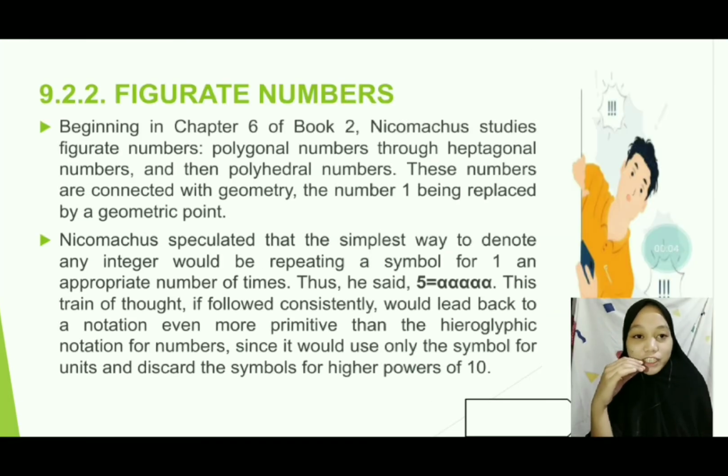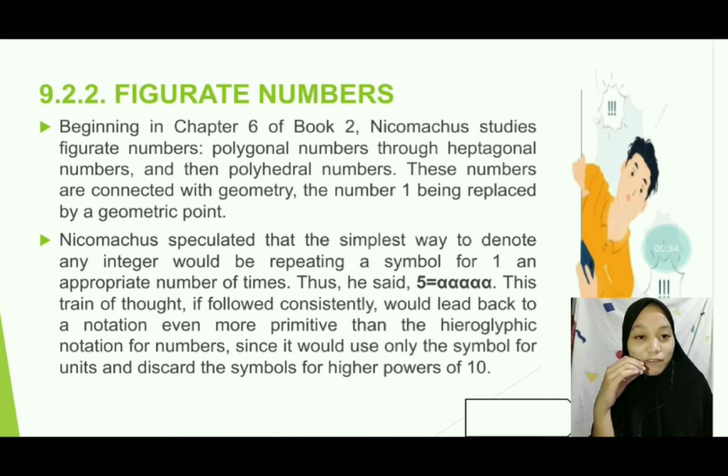Beginning in chapter 6 of book 2, Nicomachus studies figurate numbers through polygonal numbers, and then polyhedral numbers. These numbers are connected with geometry, the number 1 being replaced by a geometric point. Nicomachus speculated that the simplest way to denote any integer would be repeating a symbol for 1 an appropriate number of times. Thus, he said that 5 can be denoted as 5 A's.